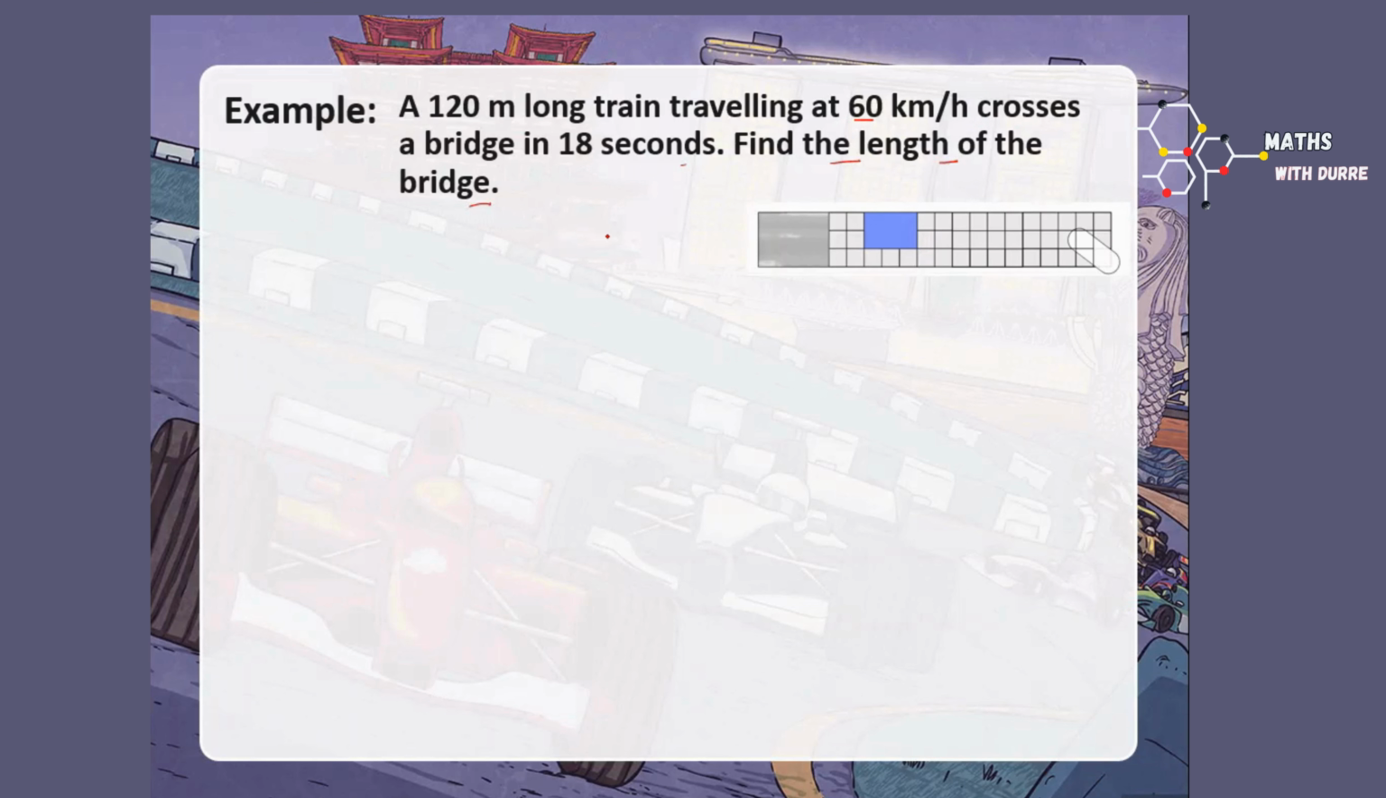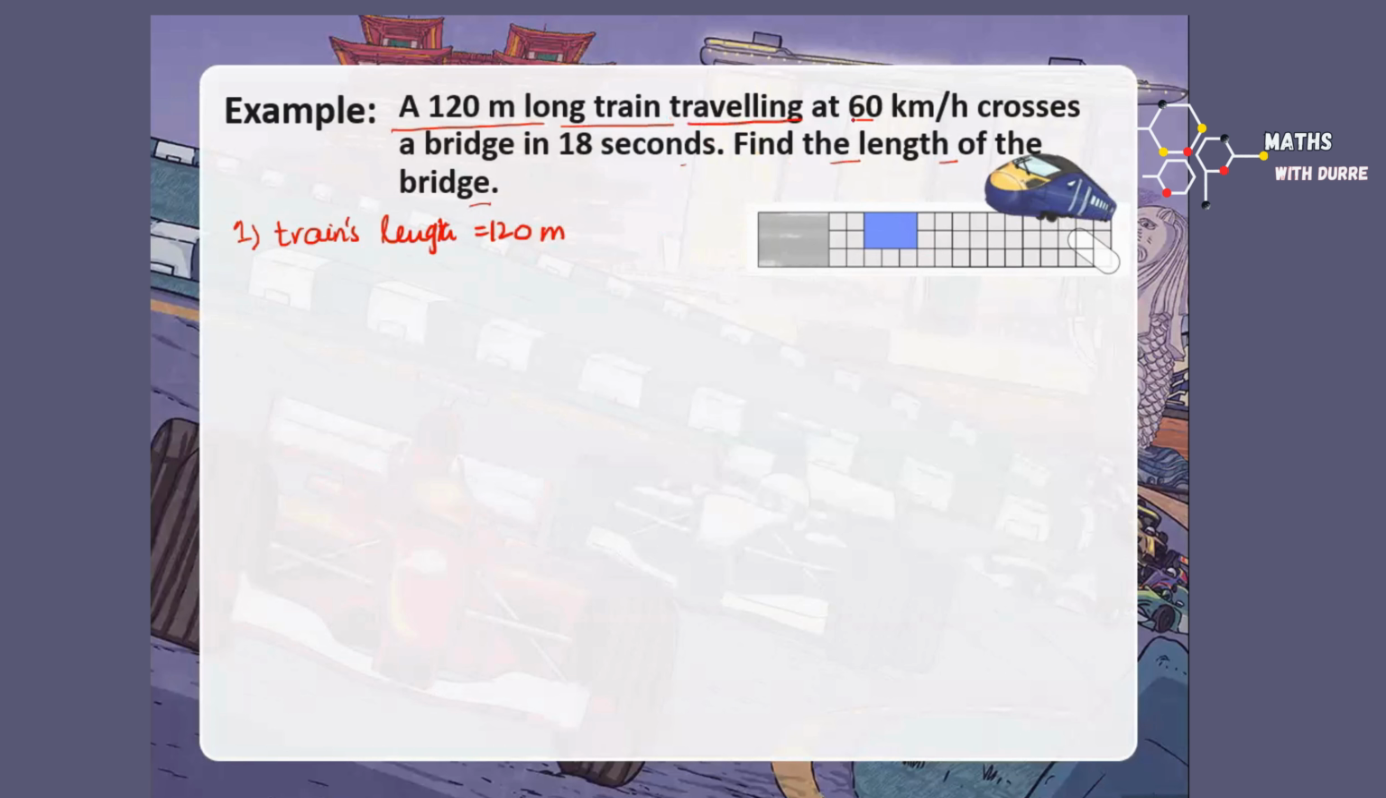First, let's look at what we know. Number one, a 120-meter long train. So we know the length of the train. What is the train's length? It is 120 meters long. Any problem? Okay.